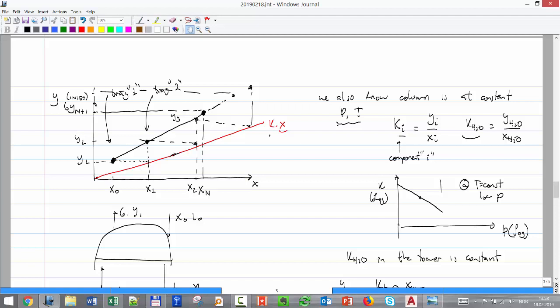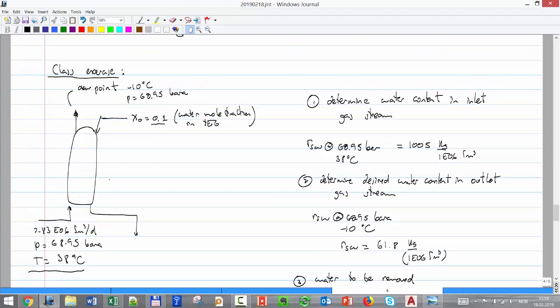We say, that's the liquid leaving the tray, that's the gas entering the tray. Now I can find the gas leaving the tray and the liquid leaving the tray with the equilibrium line. I know now that the gas entering the tray should follow this operational line. And I proceed like that for every tray.